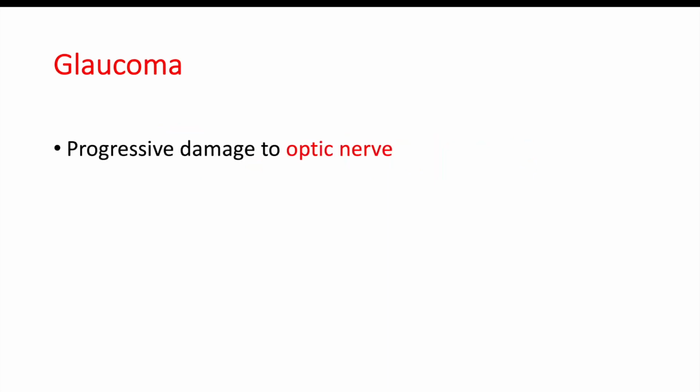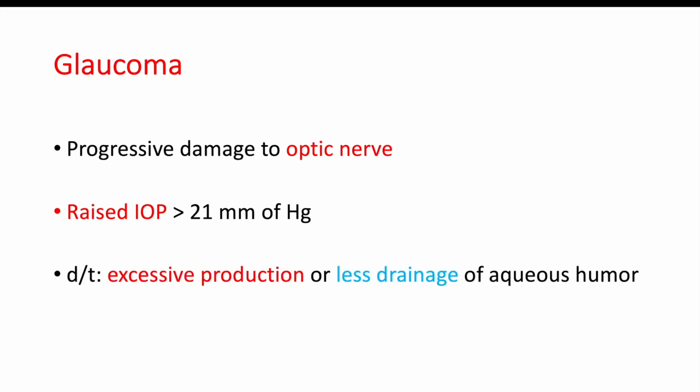Glaucoma is a progressive damage to the optic nerve that is associated with raised intraocular pressure, whenever the intraocular pressure is more than 21 mm of mercury. So this is the definition you need to remember. There is a progressive damage to the optic nerve whenever there is a rise in intraocular pressure more than 21 mm of mercury.